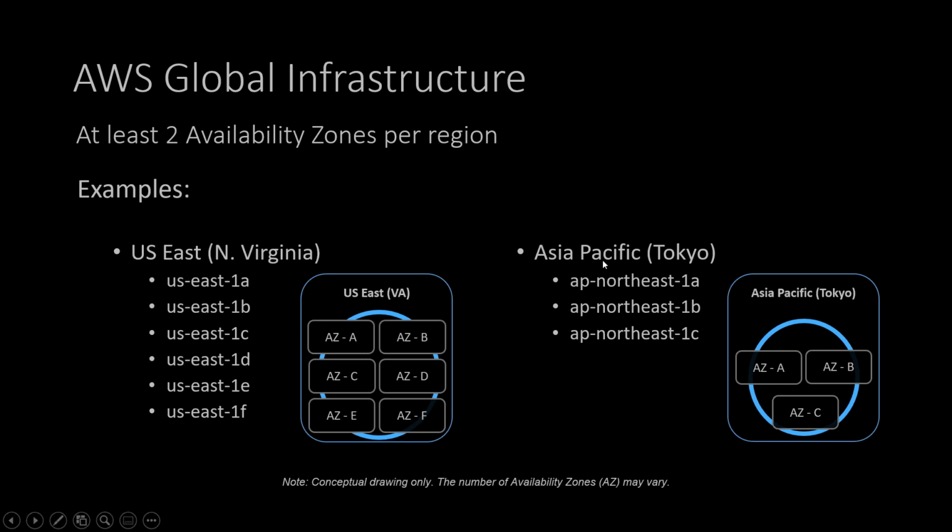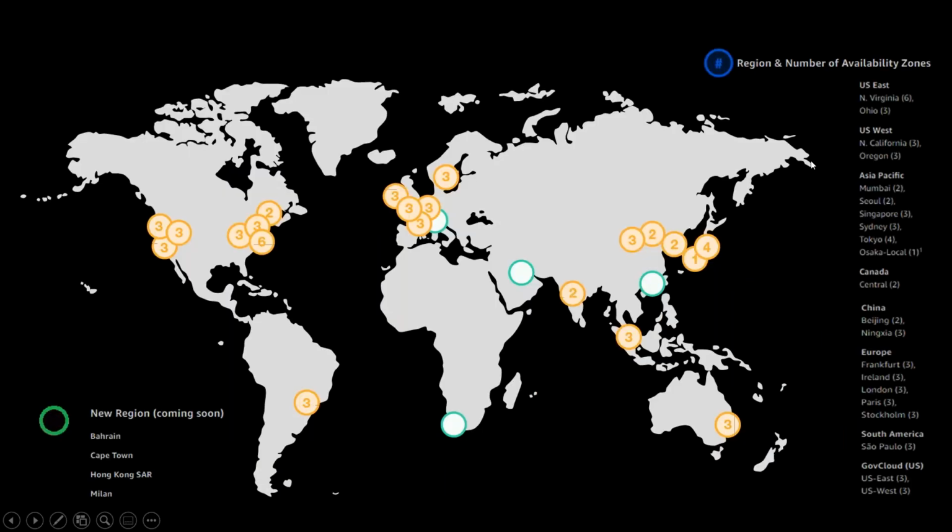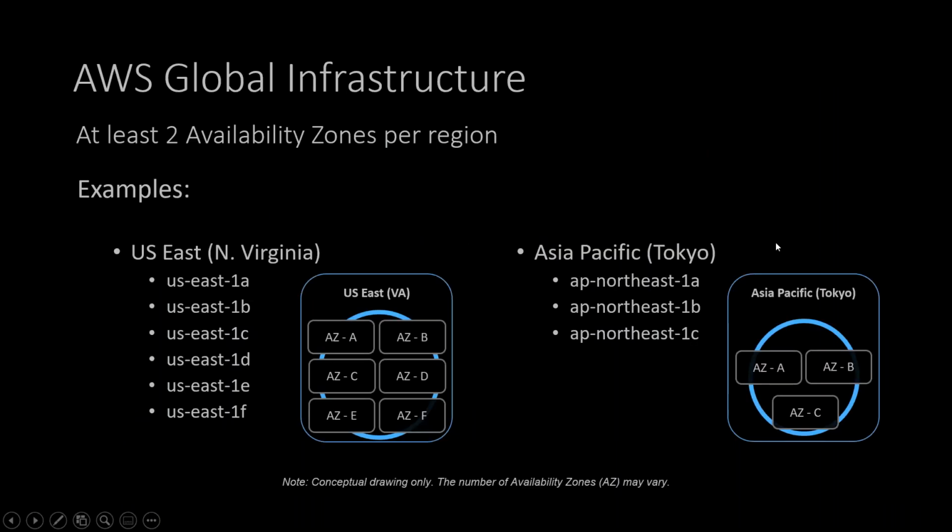Similarly, the Tokyo region is part of Asia Pacific, so that starts with AP. If I go back to my world map, it is in the north towards the east of the world map. That's why it is called northeast. Since this was the first region in northeast, it's called AP Northeast 1, and the availability zones are A, B, and C: Northeast 1A, 1B, 1C. That is about the global infra.